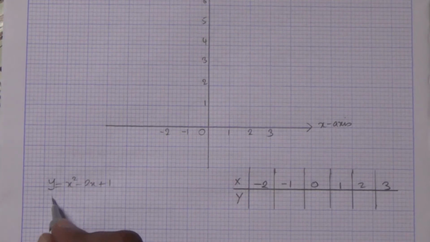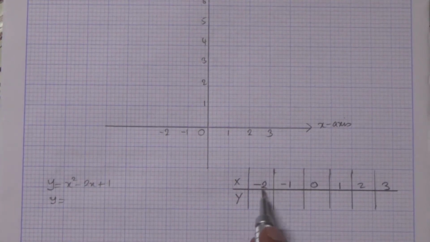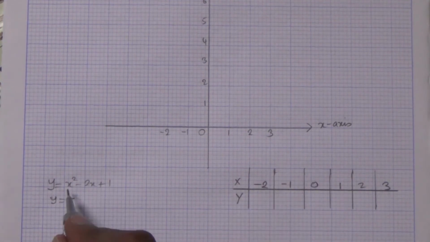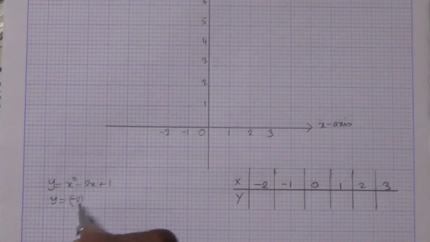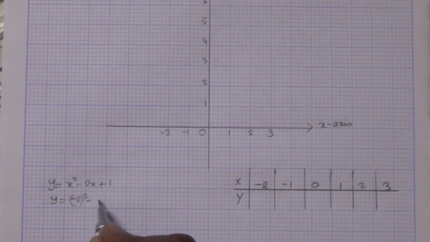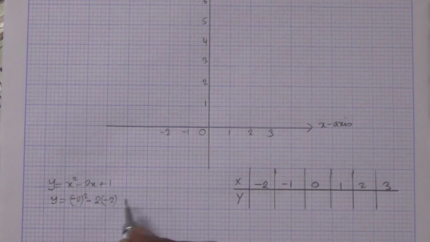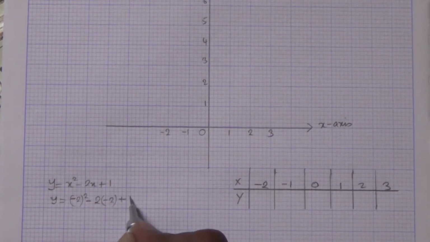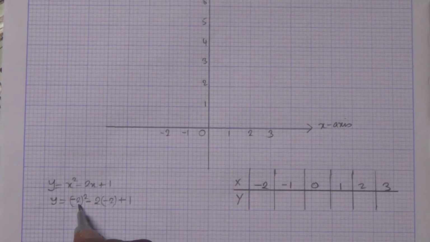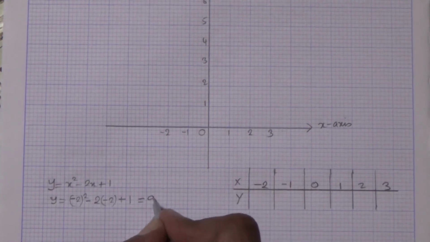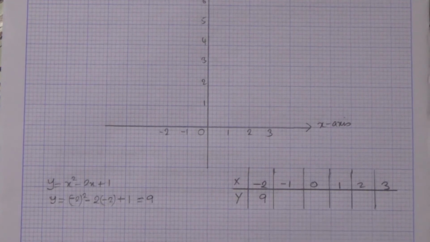Now y is equal to, we can take the first value of minus 2, so you're going to put minus 2. Now you remember x is minus 2, so x squared, so minus 2 to the square, minus 2 times minus 2 again because x is minus 2, I hope you get that, plus 1. This is 4 plus 4 plus 1, which is equal to 9. So we got this as 9.